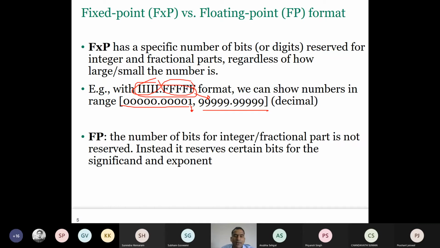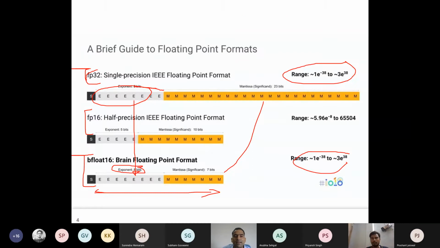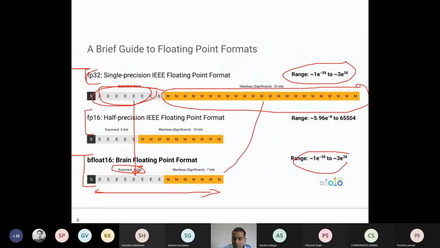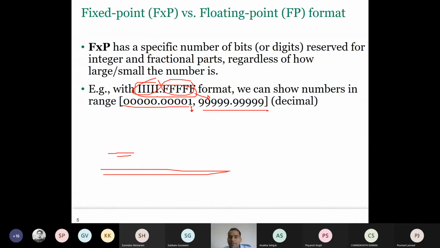In floating point, the number of bits for the integer and fractional parts is not reserved. Instead, it reserves certain bits for the significand and certain bits for the exponent. That's what we had here: this many bits for the exponent and this many bits for the mantissa. This exponent and mantissa is different from the integer part and fraction part. Please remember, in floating point we have exponent and mantissa, whereas in fixed point we have some digits for the integer and some for the fraction. That is not the same as exponent and mantissa.